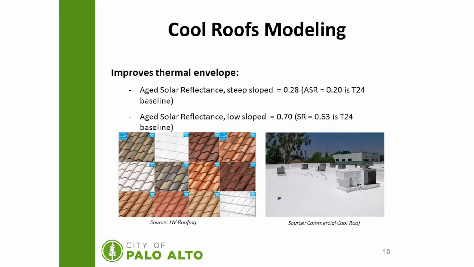For low-slope roofs, or sometimes commonly referred to as flat roofs, the aged solar reflectance requirement in Title 24 for Climate Zone 4 is currently 0.63. We are increasing both of those steep slope and low sloped cool roof requirements to an aged solar reflectance value of 0.28 for steep sloped and 0.7 for low sloped.